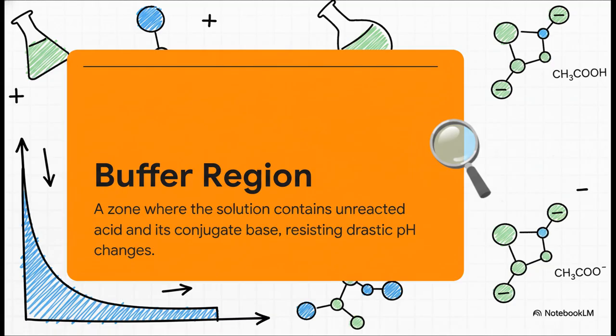As we add base, the acetic acid turns into its partner molecule, its conjugate base. When you have a good mix of both in the solution, it creates this amazing chemical shock absorber, a buffer, that fights against big swings in pH.